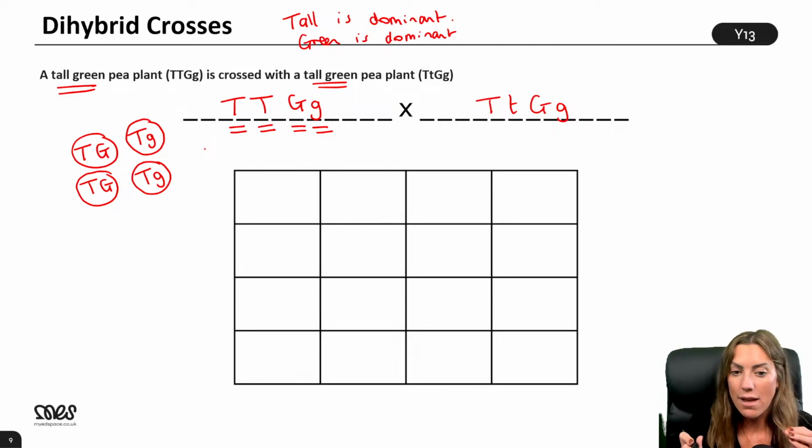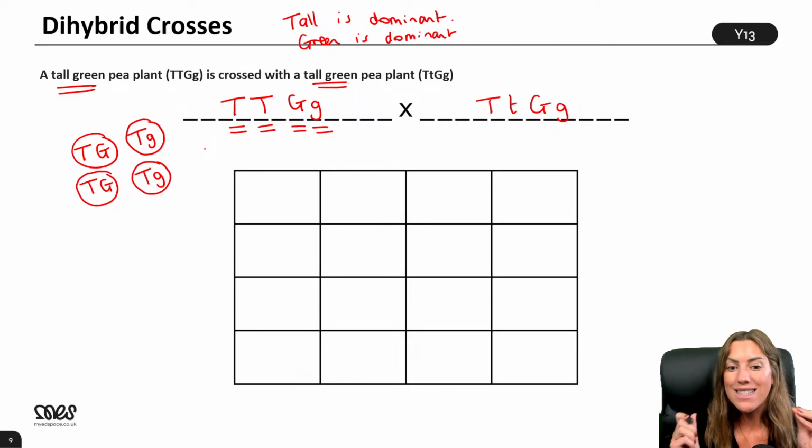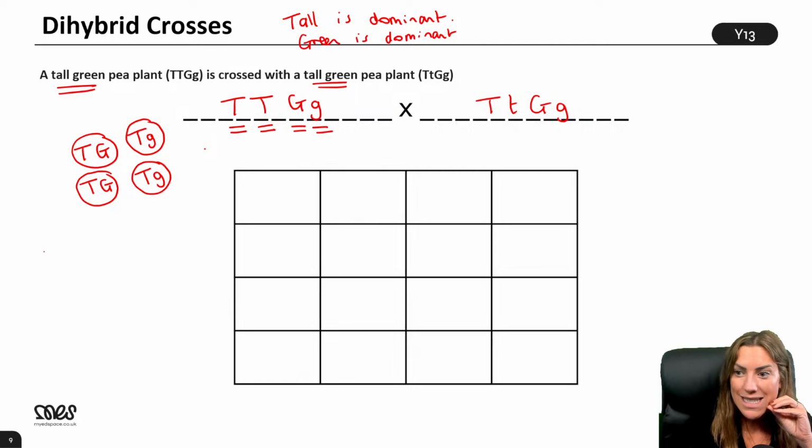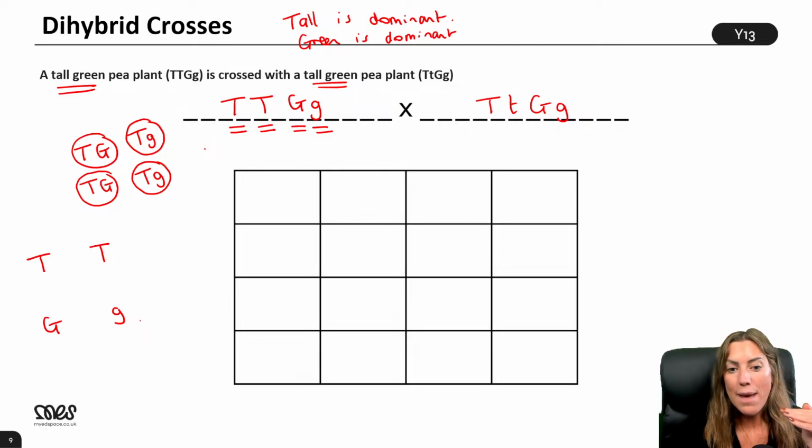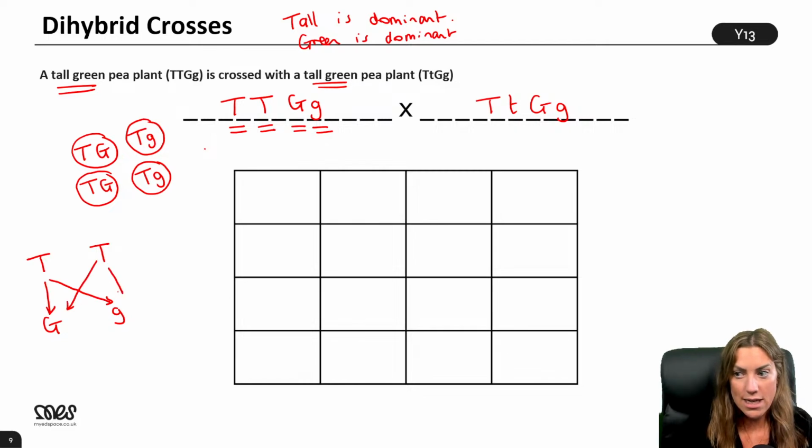Because remember, and this is where I want you to understand it, during meiosis, chromosomes are separated, okay? So the T's are going to get separated and the G's are going to get separated. Now they will then be put into the gametes in any combination, but you can only ever have one allele for each gene. So the dominant T could end up with the dominant G, or the dominant T could end up with the recessive G. Or this dominant T could end up with the dominant G, or this dominant T could end up with the recessive G. Okay?